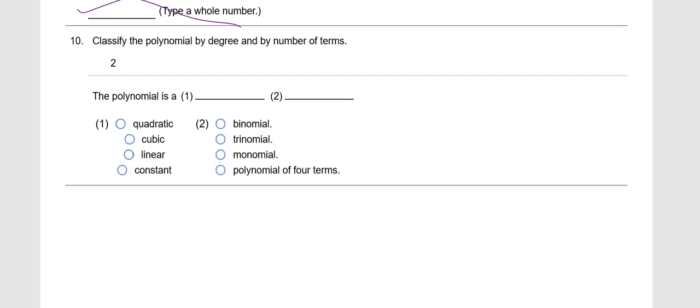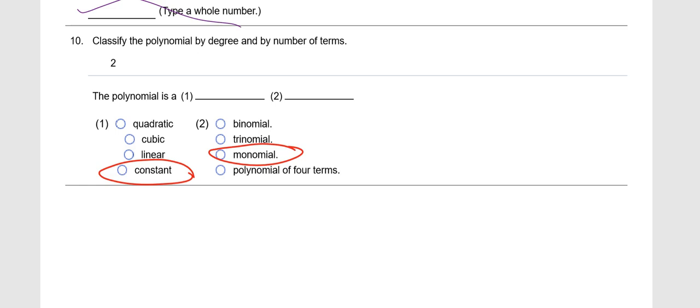Okay, continuing our 5-1 notes, how many terms do we have here? We got one term. Okay, so which of the terms is one term? Binomial, trinomial, monomial, polynomial. Monomial. What type of monomial is this? It is a constant. 2 is not going to ever change.